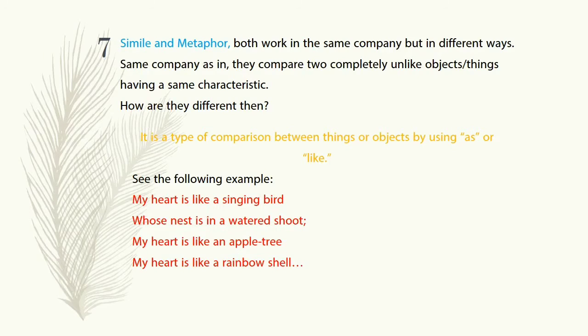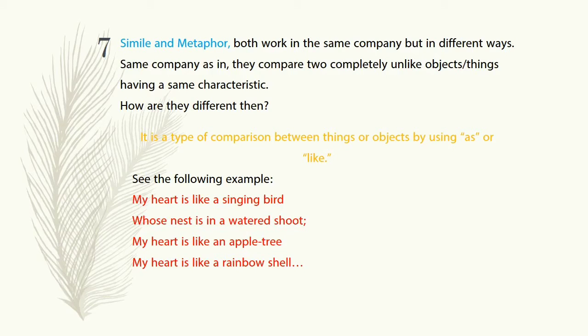So today we are going to see simile and metaphor. Simile and metaphor both work in the same company but in different ways. Same company as in, they compare two completely unlike objects or things having a same characteristic. How are they different then? Simile is a type of comparison between things or objects by using as or like.